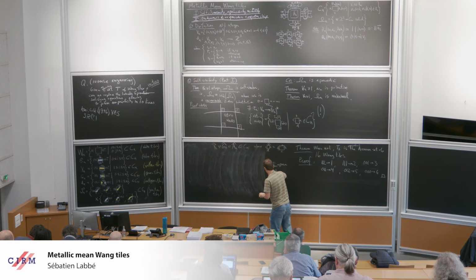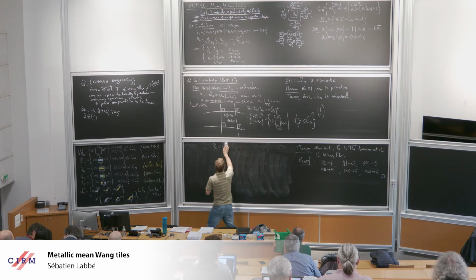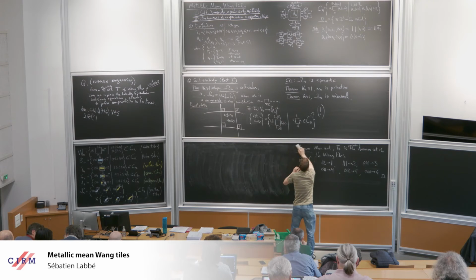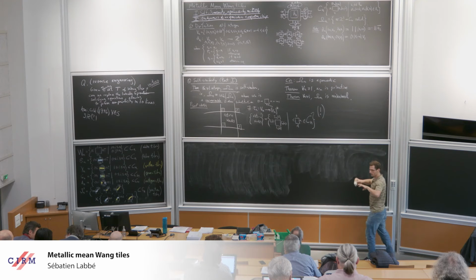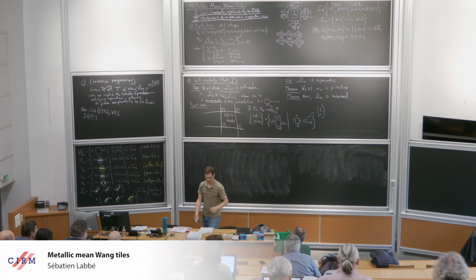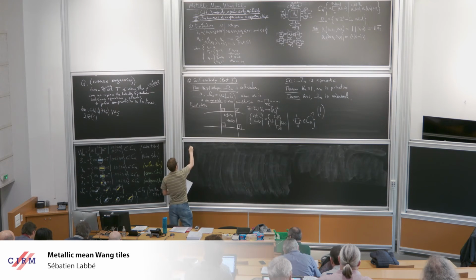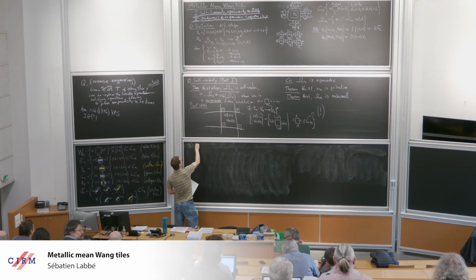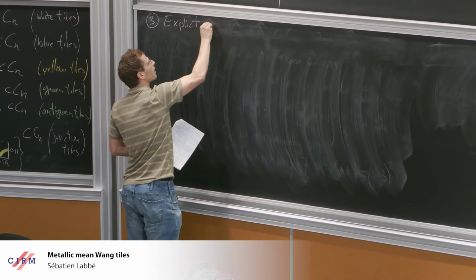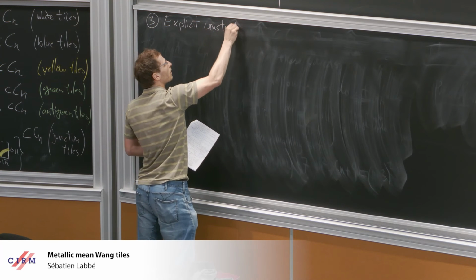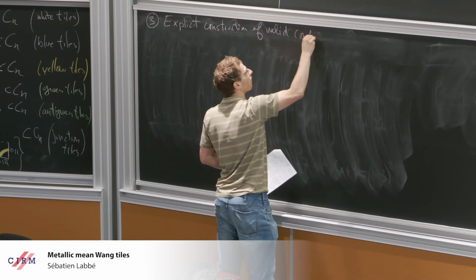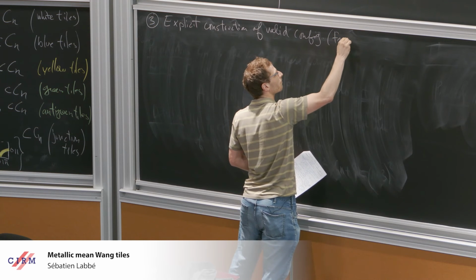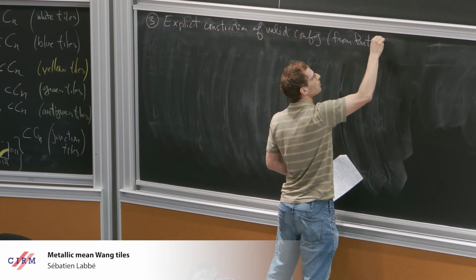So up to now, it's not like Carré, right? Because Carré is not substitutive and the metallic mean Wang shifts are substitutive. So there are still two isolated worlds, right? The Carré-like and those ones. What I want to show now is that Carré is not alone in his world. So I want to construct configurations of valid configuration. So this is from part 2.